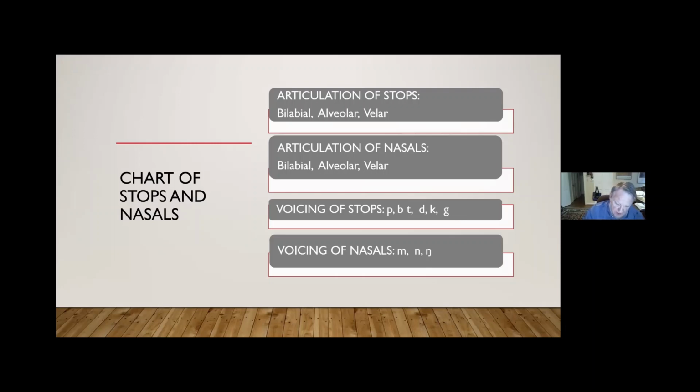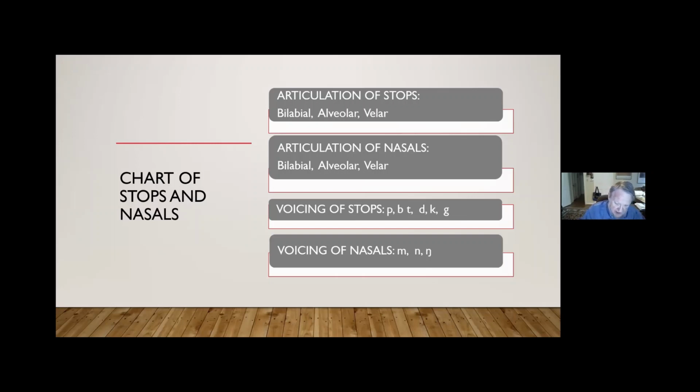So that we now have the stops all together here. And again, what are they? You stop the air completely, except in the case of nasals, where the air then flows through the nose, as well as the stop.